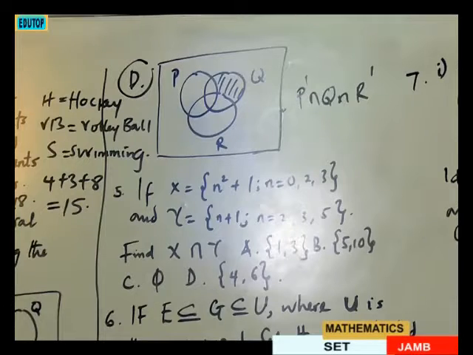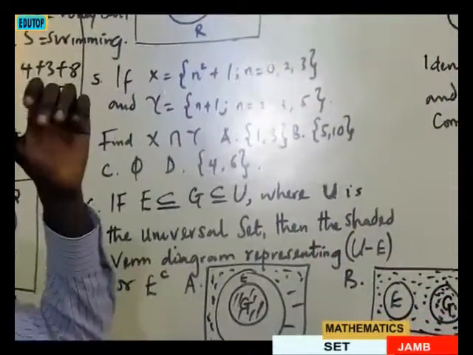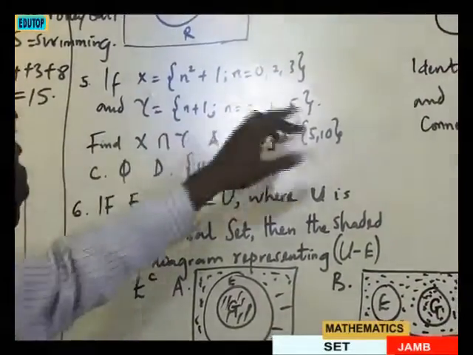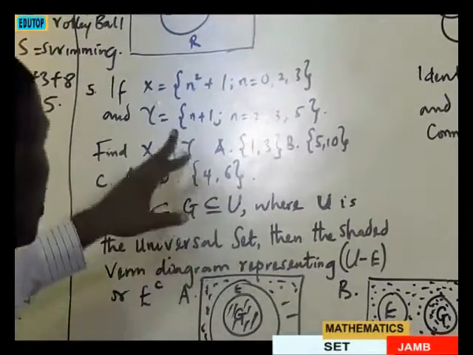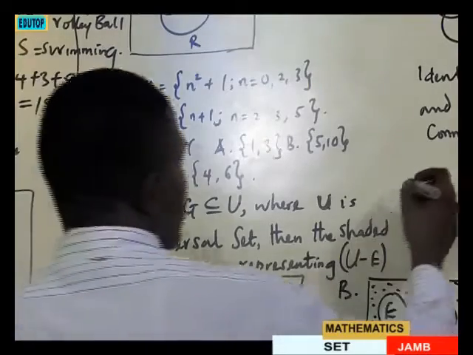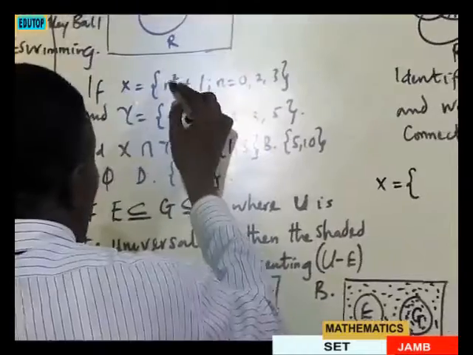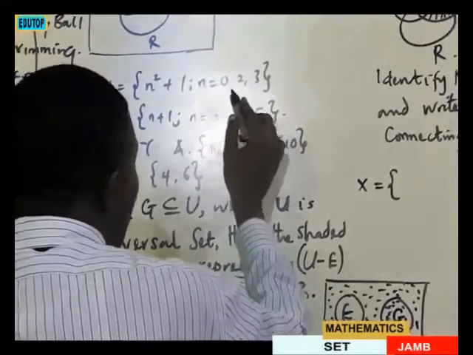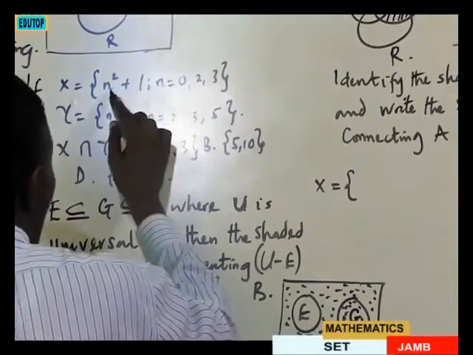Then the next question says that if x is equal to this and y is equal to this, find x intersection y. The only way to solve this problem is to itemize our x and y. X will definitely be, since the function of x is n squared plus 1, and for every n you have this function.